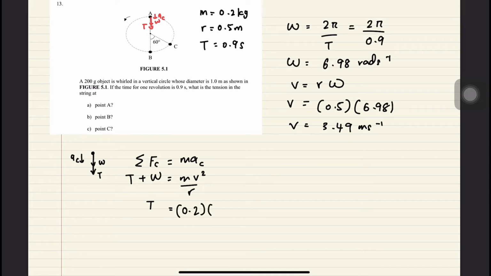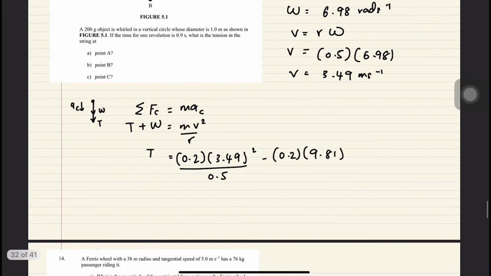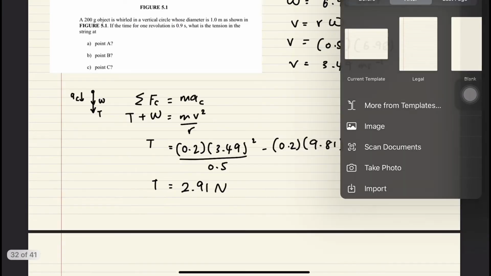0.2 v squared, 3.49 squared, divided by r equals 0.5, minus the weight, which is equal to mg. So it will be 0.2 times 9.81. So here I got 2.91. The unit will be in Newton. Okay, that one is 4.8.